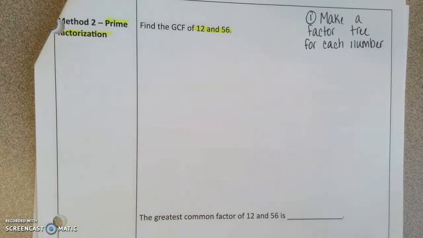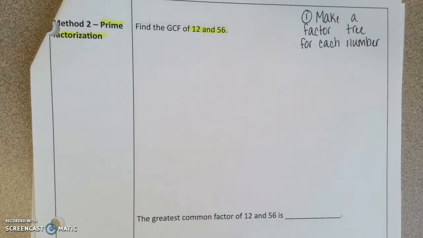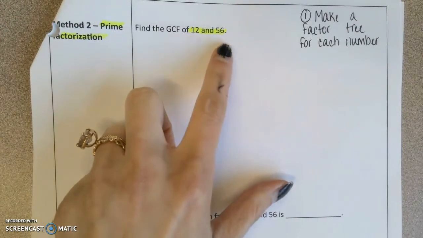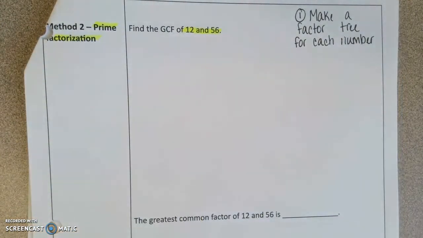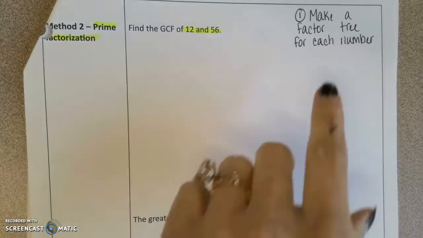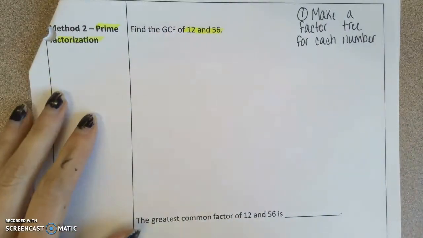Okay, the next method we're going to look at is using prime factorization. We're going to use the numbers 12 and 56 for this one. This method can really come in handy if you have trouble listing all of your factors. If you struggle with your multiplication facts, this is a good method for you because you only have to know one factor pair when you make your factor trees. Also, if your number is larger and you don't want to list out every factor, the factor tree is the way to go. So first step is just to make a factor tree for each number.